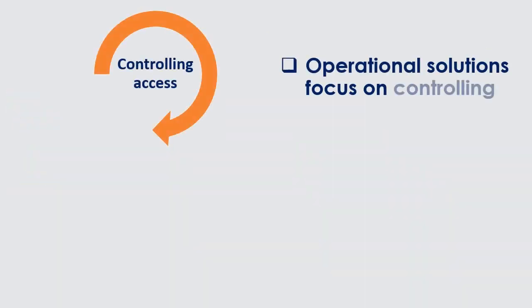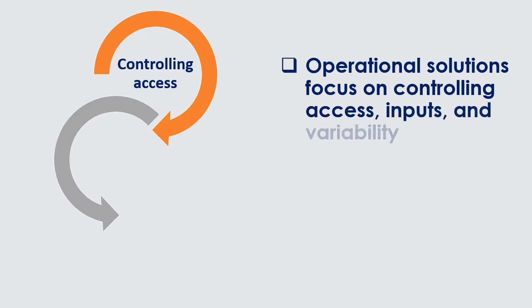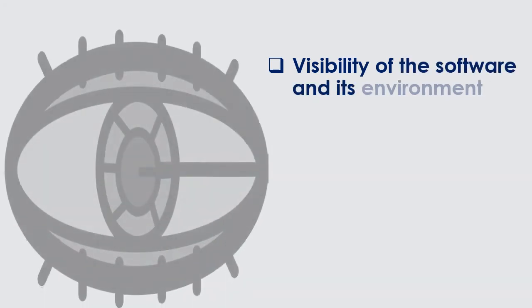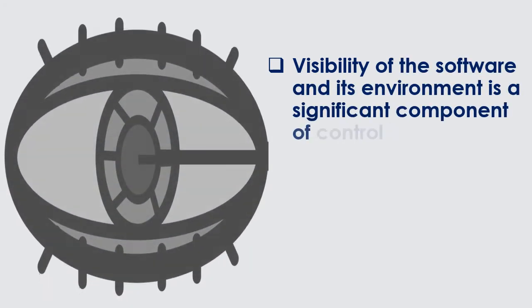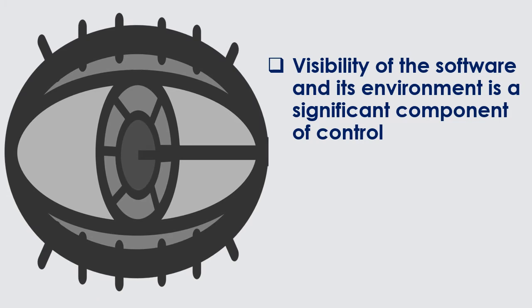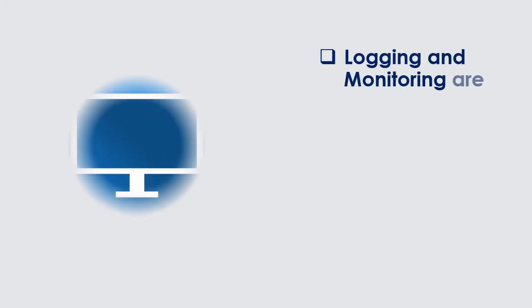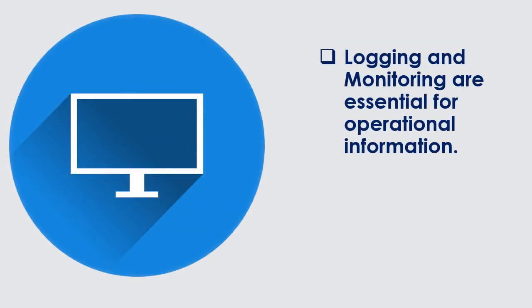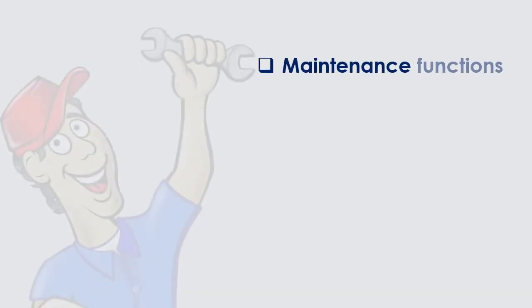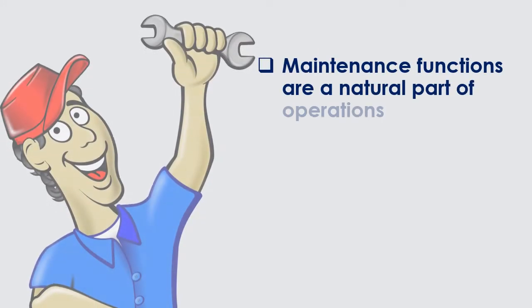Operational solutions focus on controlling access, inputs, and variability. Visibility of the software and its environment is a significant component of control. Logging and monitoring are essential for operational information. Maintenance functions are a natural part of operations.